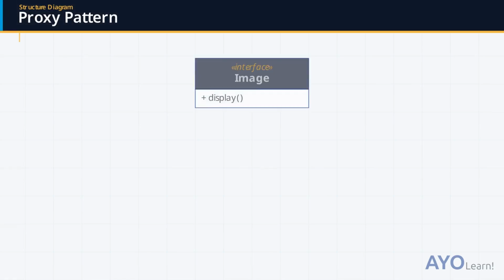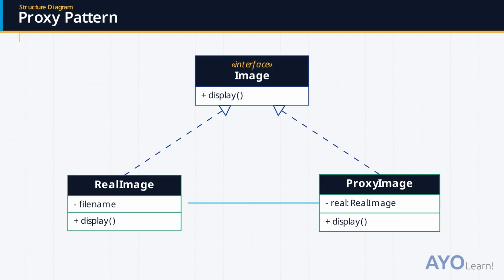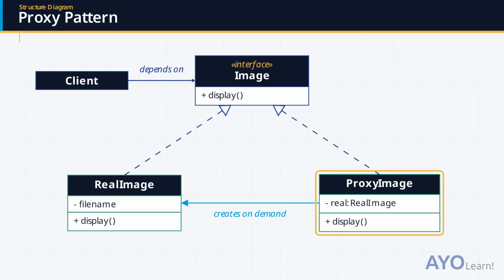Look at this class diagram. At its center sits the image interface, with a single display method. Both real image and proxy image implement it. Proxy image holds a reference to a real image and creates it only on demand. The client depends only on image, so proxy and real object are interchangeable.